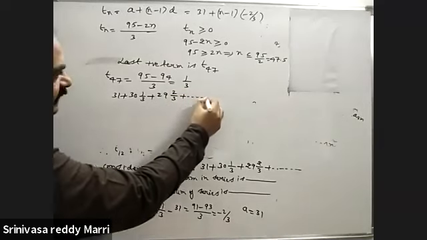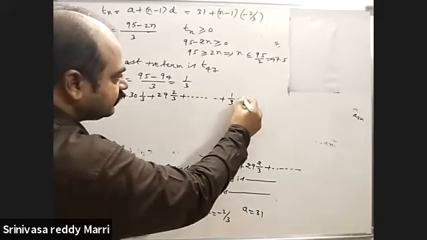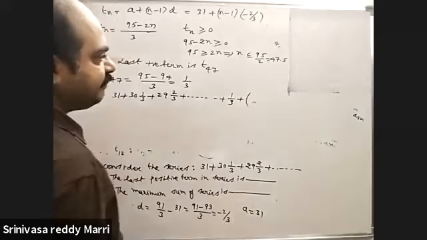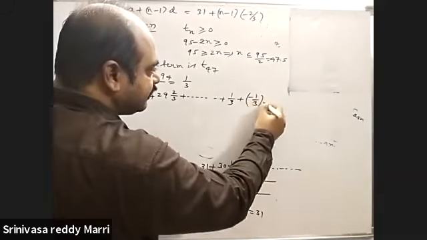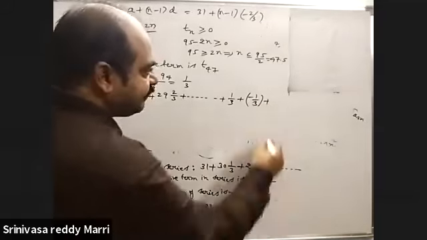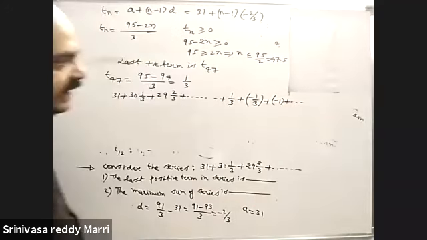And so on, it will decrease. After that, 1 by 3. And after that, negative will come. 1 by 3, minus 2 by 3, minus 1 by 3, minus 1 by 3 minus 2 by 3. And so on, the series will be like this.